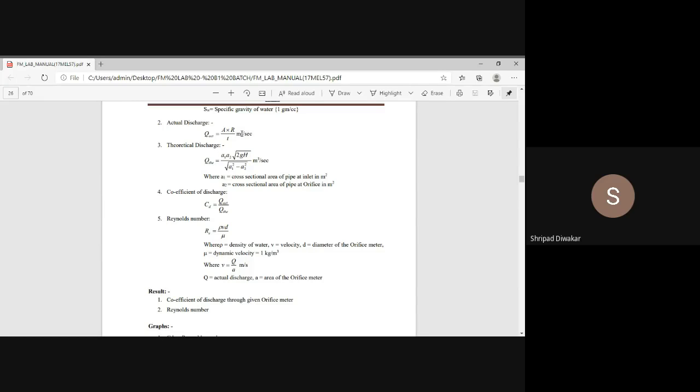So how are we getting meter cube per second? The unit of A is meter square and R is meter. So meter square into meter is meter cube, and time is second. So meter cube per second. This is the unit of discharge. AR by T. Understood this one? AR by T.